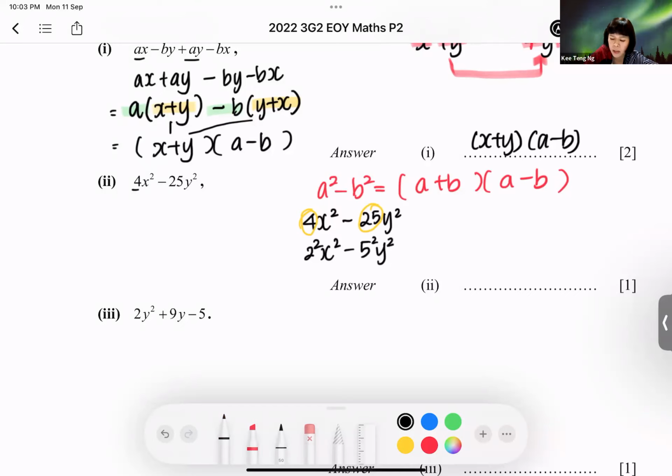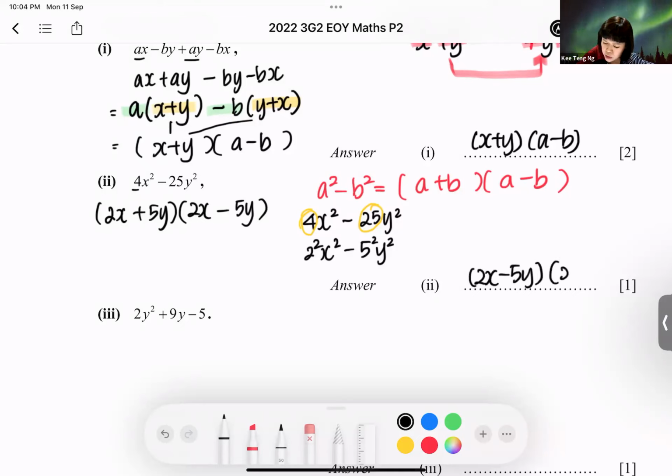Right? So if I plug this into my two brackets, one plus, one minus, two different signs, this one will be A without the square. So it's 2x plus 5y, 2x minus 5y. Okay, if you prefer to write 2x minus 5y in front, also can. Make sure the y at the back is a plus sign, right? So one is a plus b, one is a minus b, right?